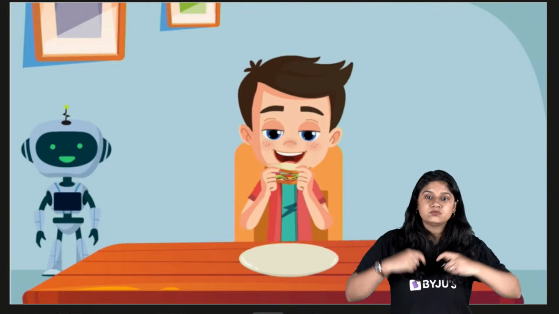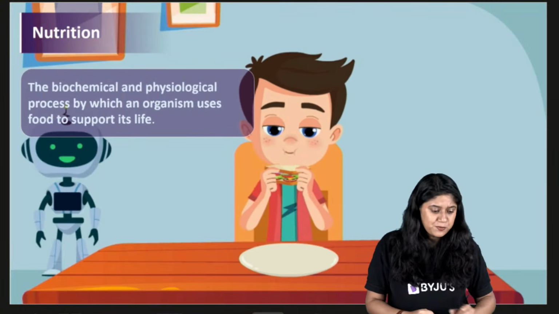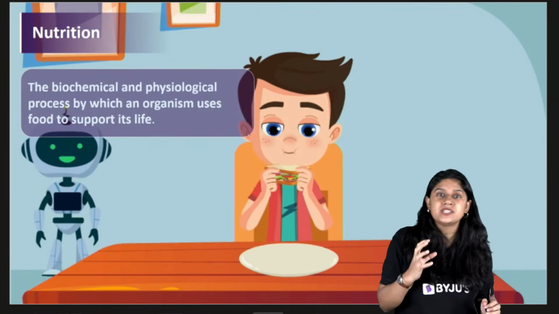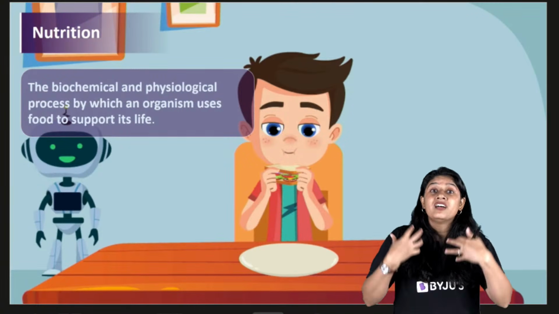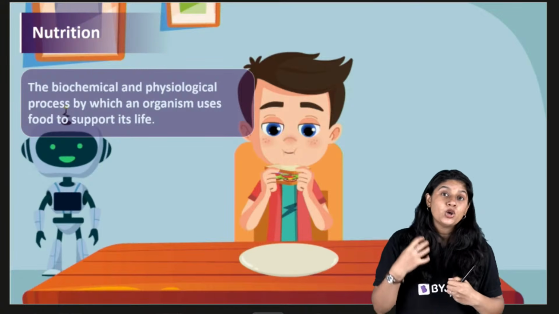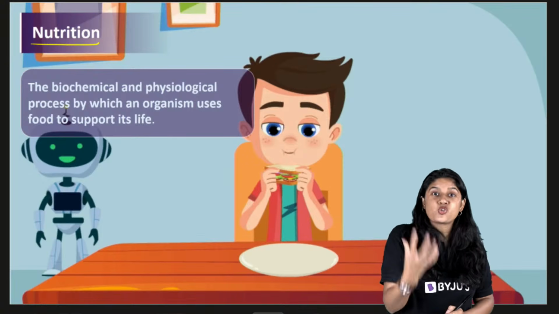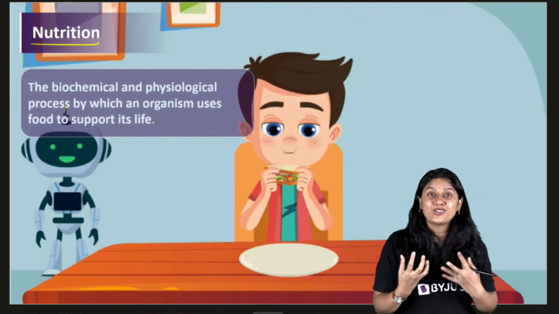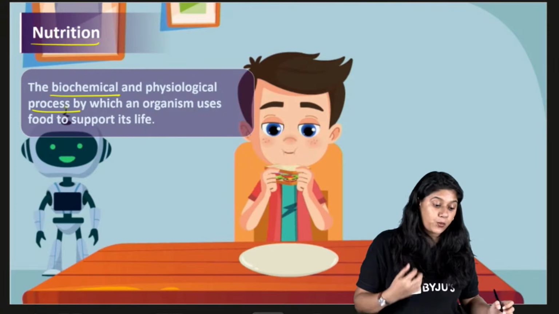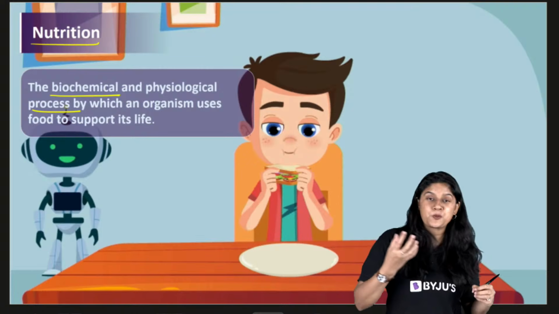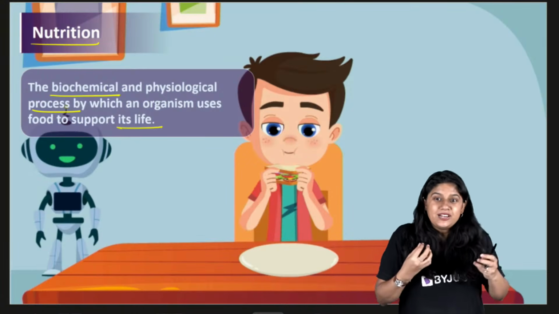Then we have nutrition. We all love eating food, right? Nutrition provides us very important components that are essential for the various chemical reactions happening in our body to give us energy. So nutrition plays a very important role as a parameter for the living organism. It is a biochemical or physiological process by which an organism uses food to support its life. We eat food and we get energy.